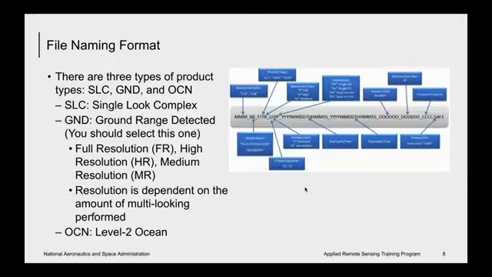The GRD product is projected to the ground range using an Earth ellipsoid and is multi-looked. So the phase information is lost in the GRD product.